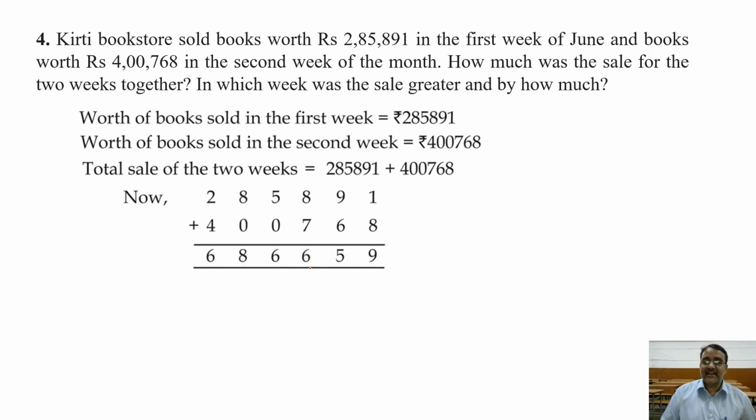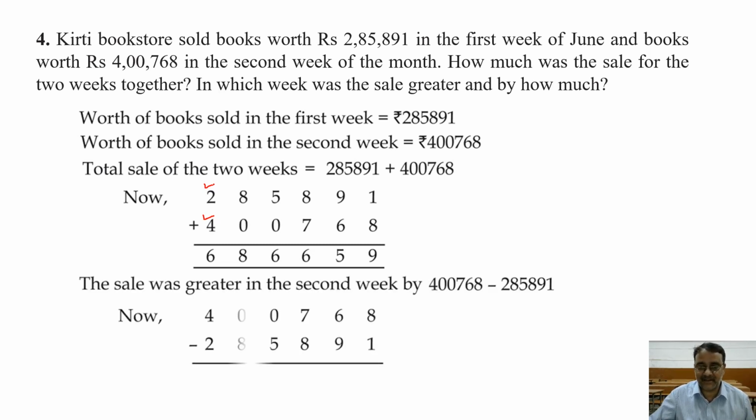Okay, now the sale was greater in the second week. तो दिख रहा है क्योंकि ये 4 यहाँ 4 लाख से स्टार्ट हुआ और ये 2 लाख से स्टार्ट हुआ. So you can easily identify that in second week the sale is more. But how much means we have to subtract. Right, चलो subtract करते हैं.